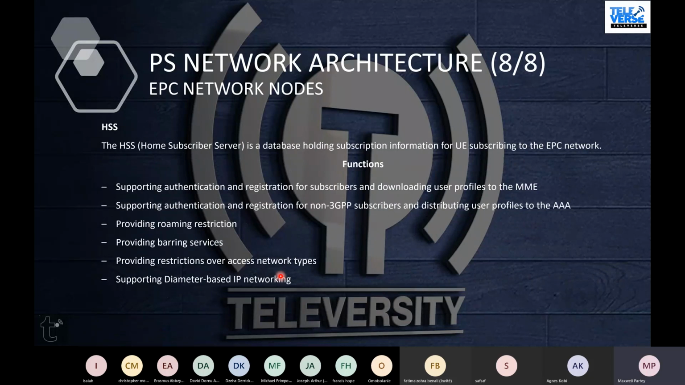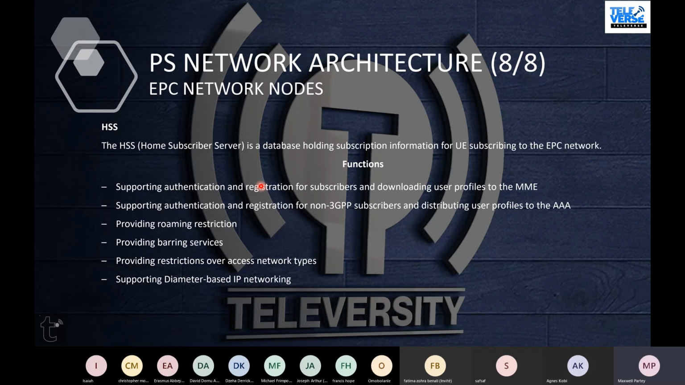Then the last node of discussion is the HSS. The HSS, like the HLR, is the database holding the subscription information of UEs that have subscribed to the EPC network. Okay, so as I told you before, the HLR has connection to the AUC. The same thing applies here. We have the HSS having connection to the AUC. The AUC stores the authentication algorithms, quintuplets, the triplets for authentication, making sure that any user that is going to use the subscriber network will be authenticated.